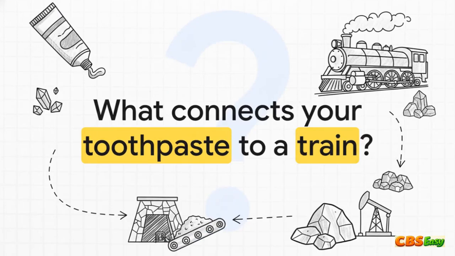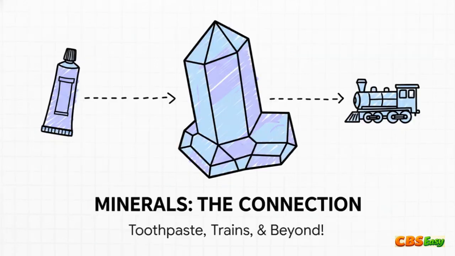What in the world connects your toothpaste to a train? Yeah, I know, it sounds completely random, right? But trust me, there's a very real connection here. The answer? It's all about minerals. You know that little sparkle in your toothpaste? That's actually mica. And the train? Well, that's made of things like iron and aluminum. But here's the real connection for you. Understanding this chapter is absolutely essential for acing your exam.